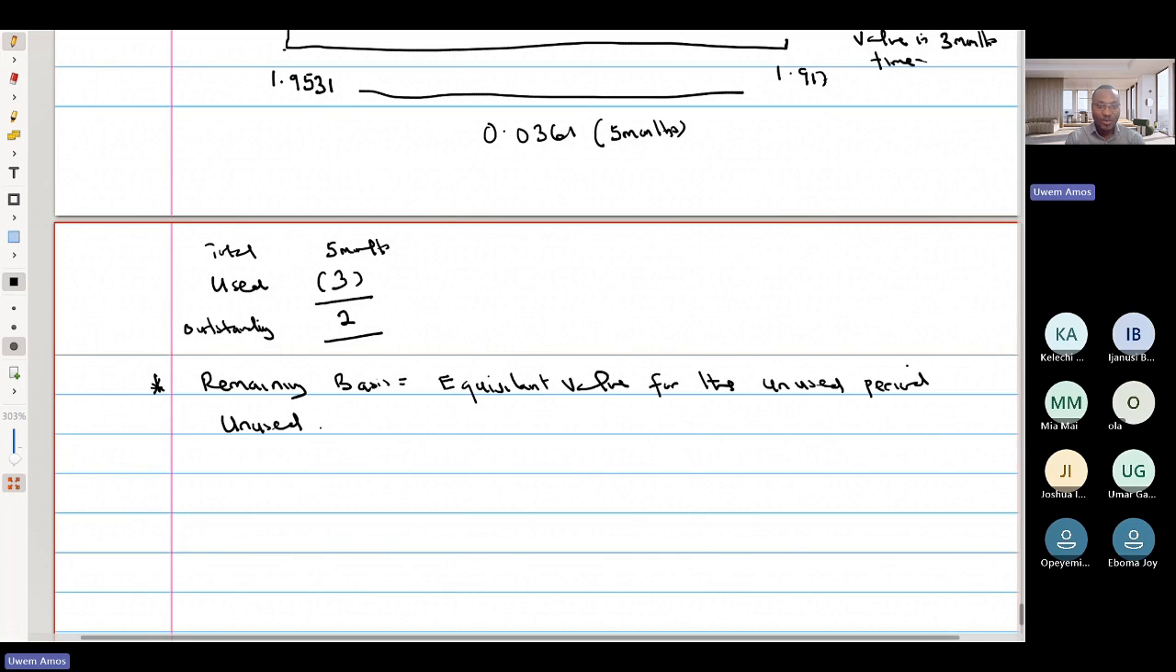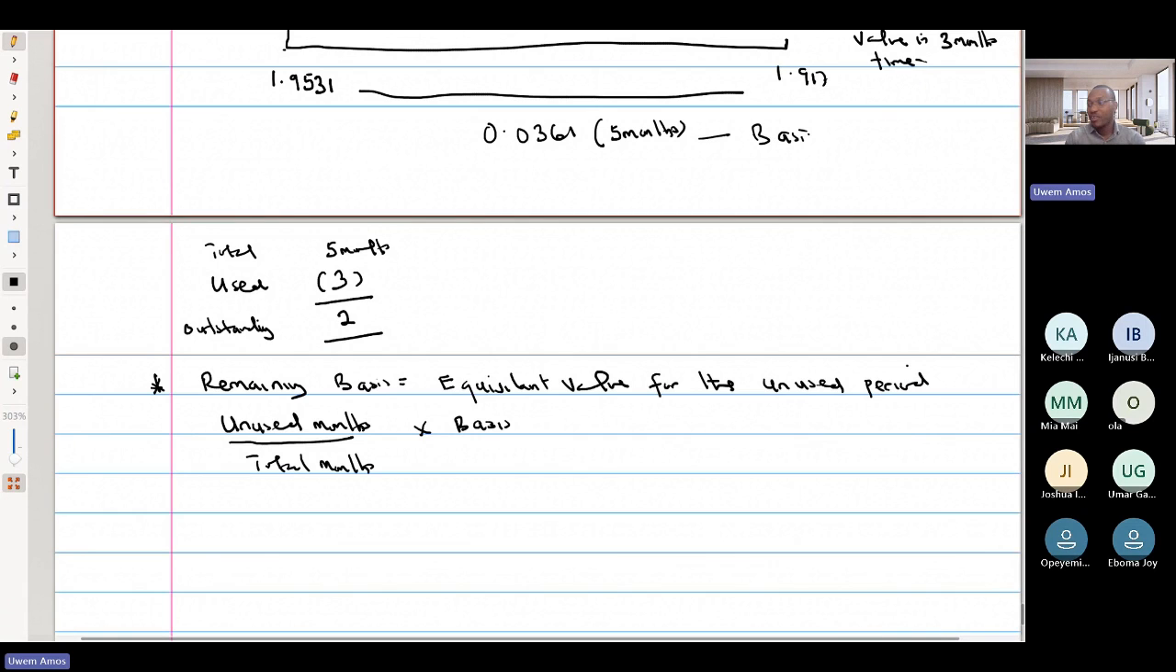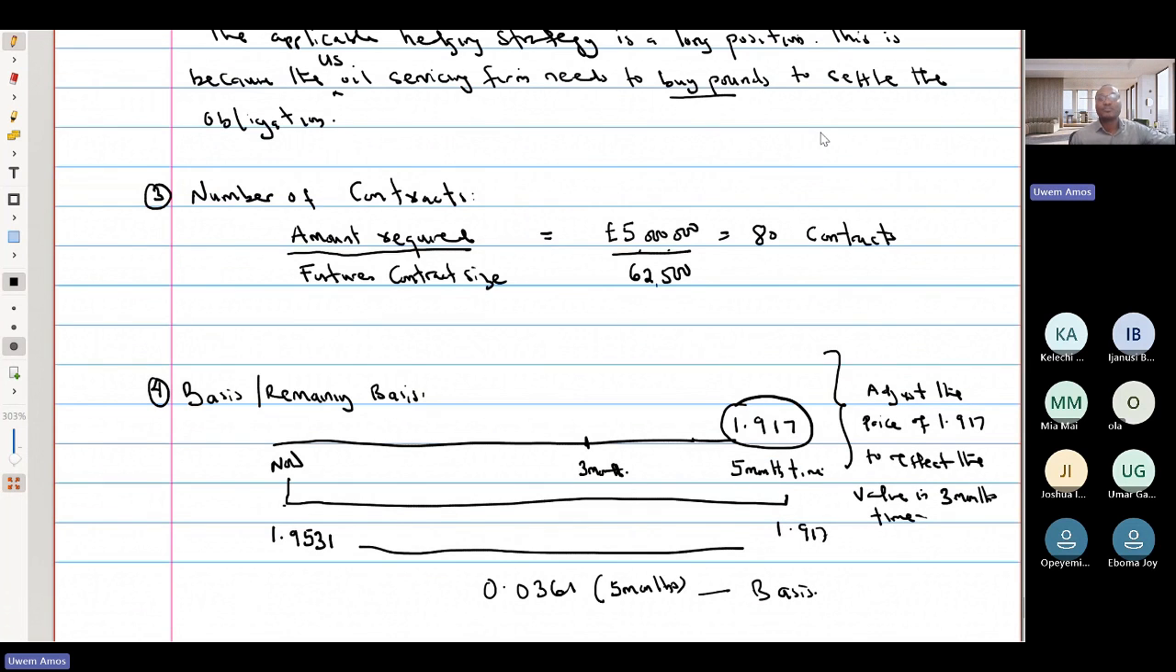So that is unused months divided by total months, multiplied by basis. So this difference is called basis. Okay, so let me explain it again. All right, let's do it together one more time quickly.